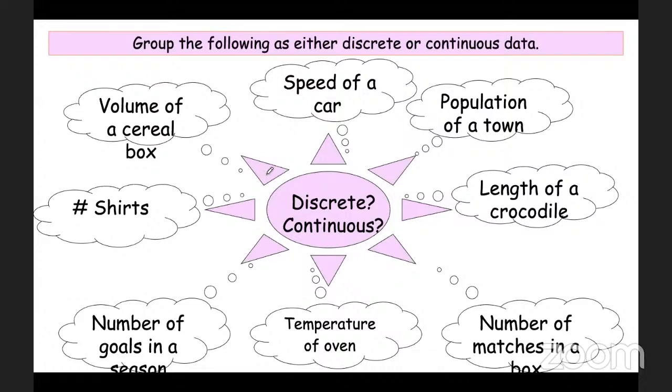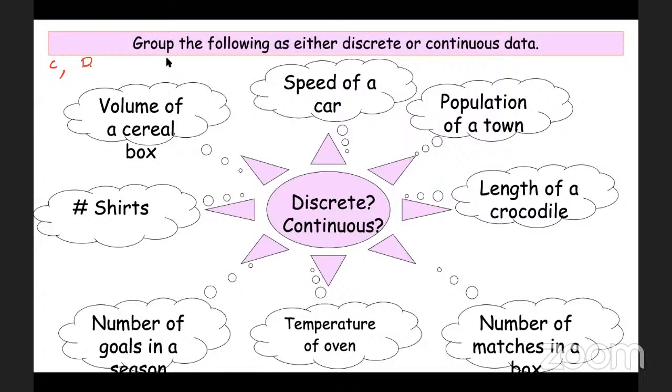So you can post in the chat window or in the YouTube comments what kind of data type it is. For continuous, you can type C, and for discrete, you can type D. Okay. So the first question is, volume of a cereal box. Is it discrete or continuous? It is continuous. Good.